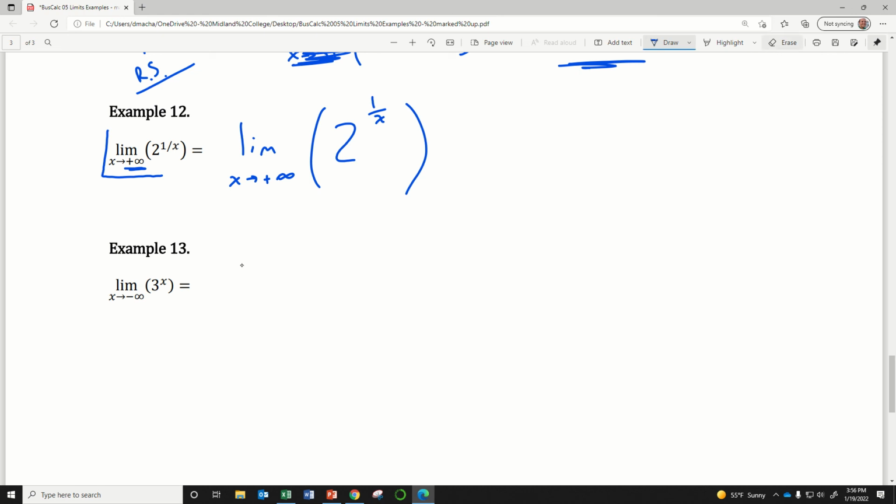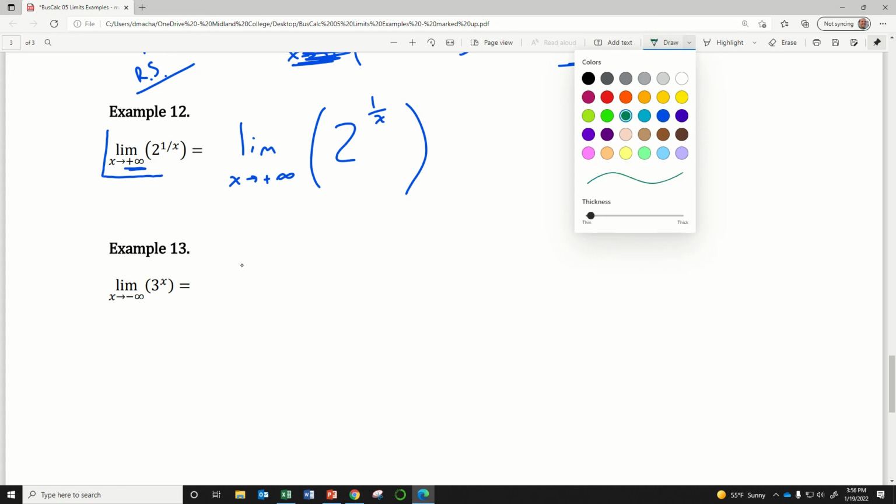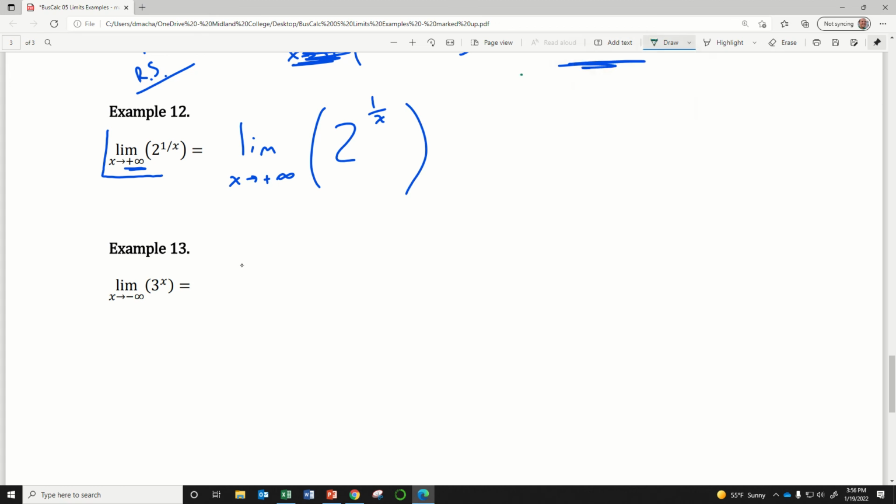So maybe we can think about what it would be like if x were 2. If we talk about 2 to the 1/2 power, that's the same thing as the square root of 2. And the square root of 2, I don't remember exactly, but I think it's 1.4-ish.